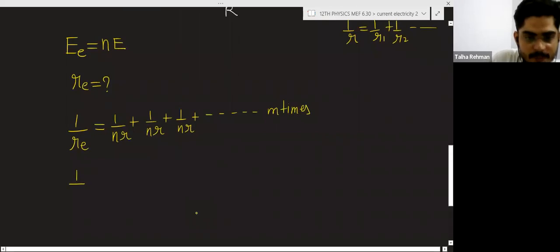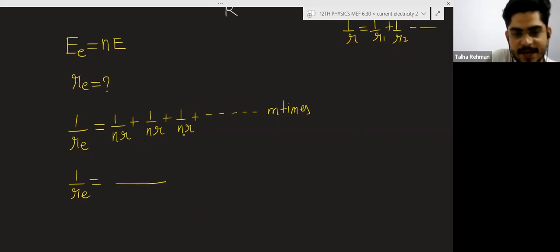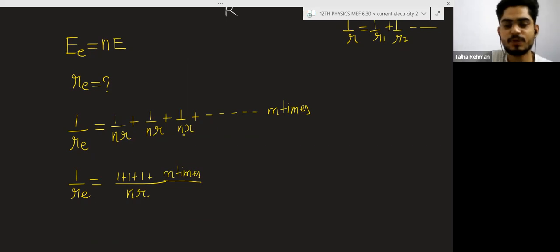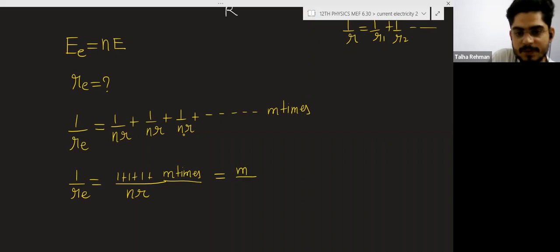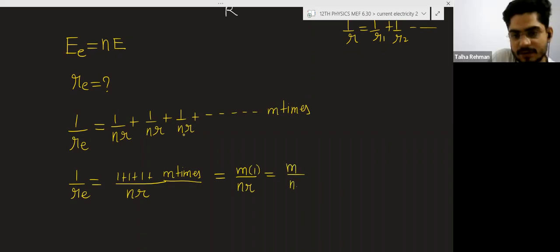So in the denominator nr is the same. You will take nr as the LCM, and now you will add 1 plus 1 plus 1, m times. And when you add 1, m times, what is the answer? m into 1, so you can write m divided by nr.